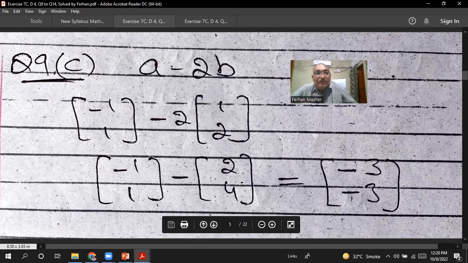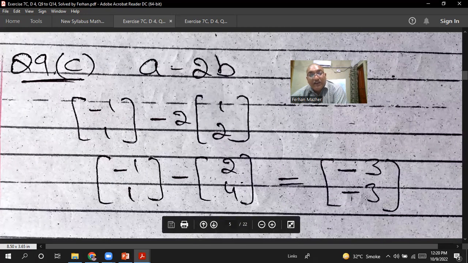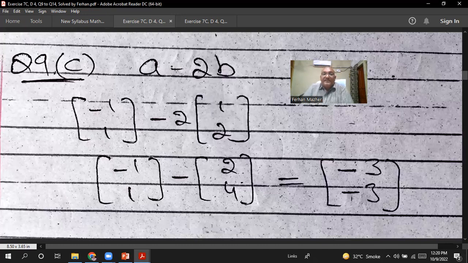And this is 2, minus 2, and when it is multiplied, only the positive number goes inside. So it will be 2 and 4. This negative will remain here. Minus 1, minus 2, it will be minus 3. 1 minus 4, it will be minus 3. So this is done by direct addition of the column vectors. Okay, multiplication and addition of the column vectors.